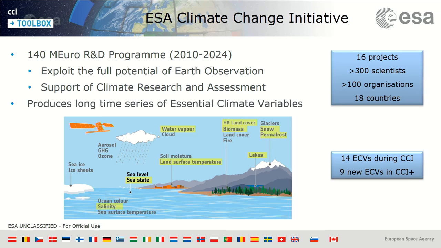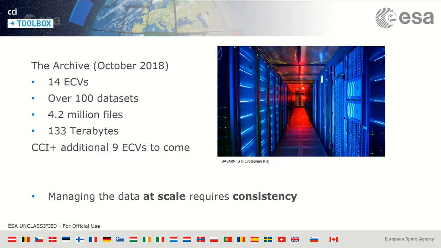So there were 14 of these so-called essential climate variables, ECVs, studied during the first years, and currently in this phase, CCI plus, there are another 9 ECVs being studied. And an ECV is not just one variable, it's typically one family of variables. So it is a big archive of data which is under development, and a large data set has already been compiled. Status last month, there were the 14 ECVs of the first phase organized in the archive, which is over 100 data sets with 4.2 million files and 133 terabytes of data.